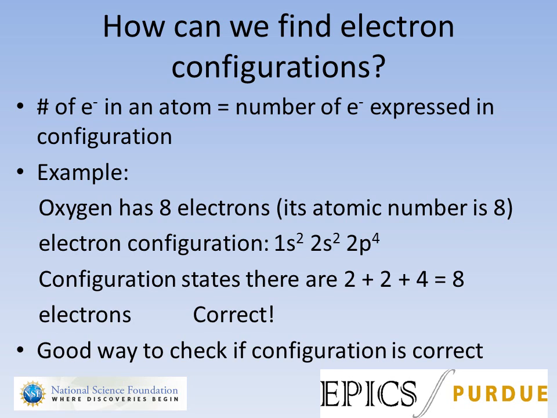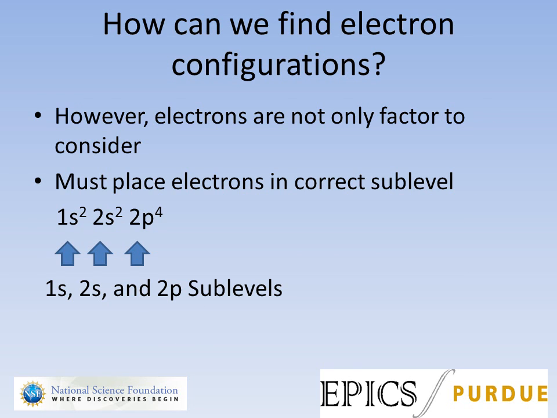If you add up the numbers in the subscripts of its configuration, 1s2, 2s2, 2p4, you get 8 electrons. This is also a good way to check if an electron configuration is right. As you have seen, just knowing the number of electrons does not really help us. We must be able to place them in the appropriate sublevel.